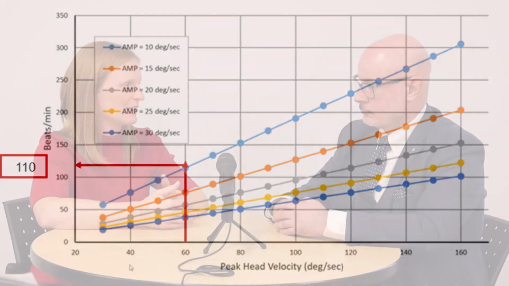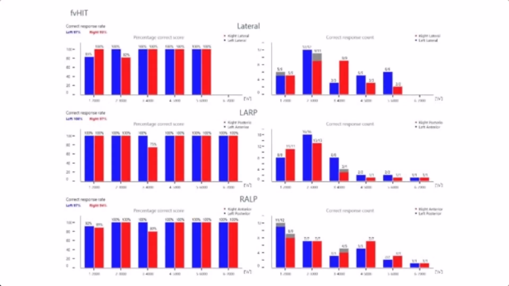Then I'll look at the fvHIT. This gives me great information about those rapid head movements. As a PT, I think about those safety movements. If someone has to quickly turn their head and look at something, I want to make sure they're not dizzy or off balance. So for the fvHIT, I'll look at the peak acceleration across those planes and understand which plane of head movements is affected, as well as if there's a speed component that I want to incorporate in my training.